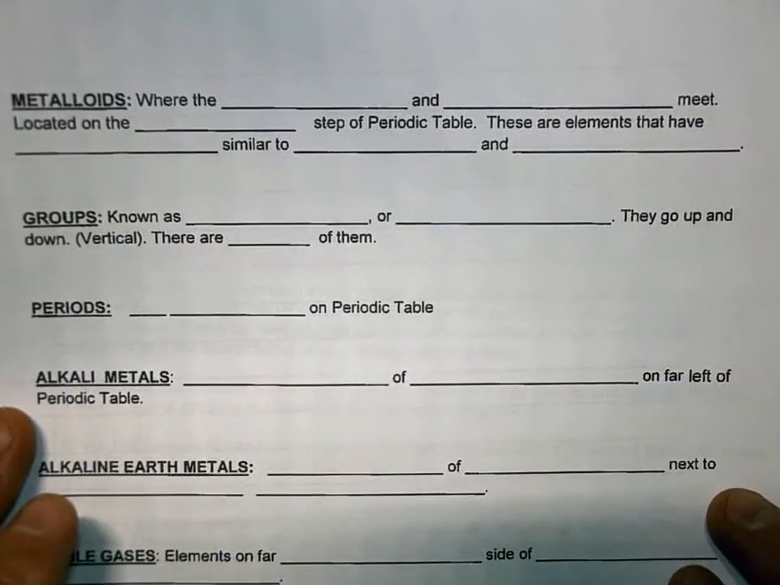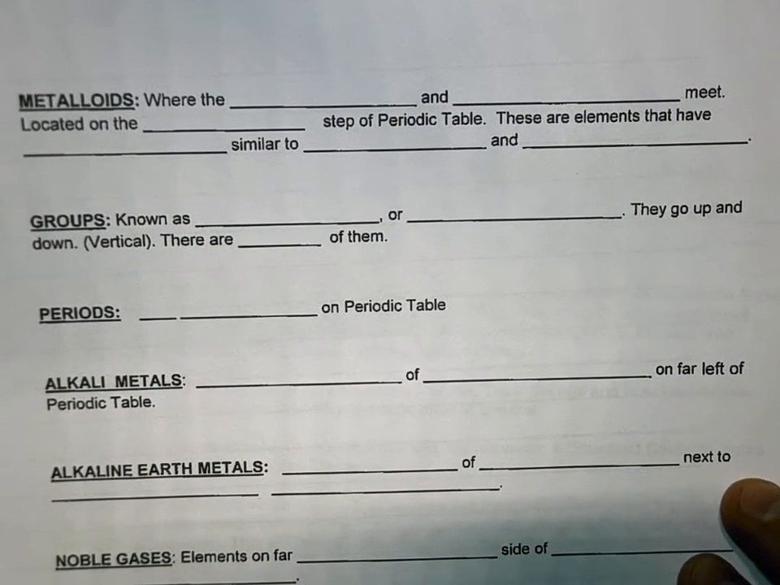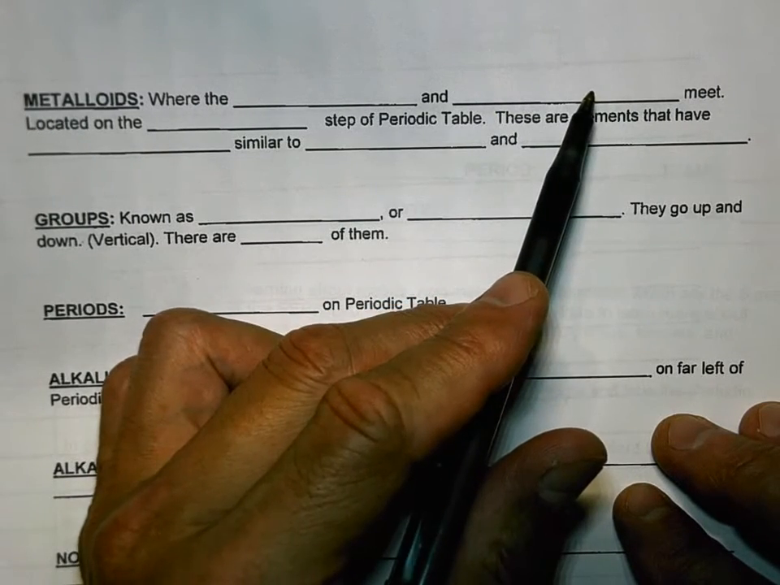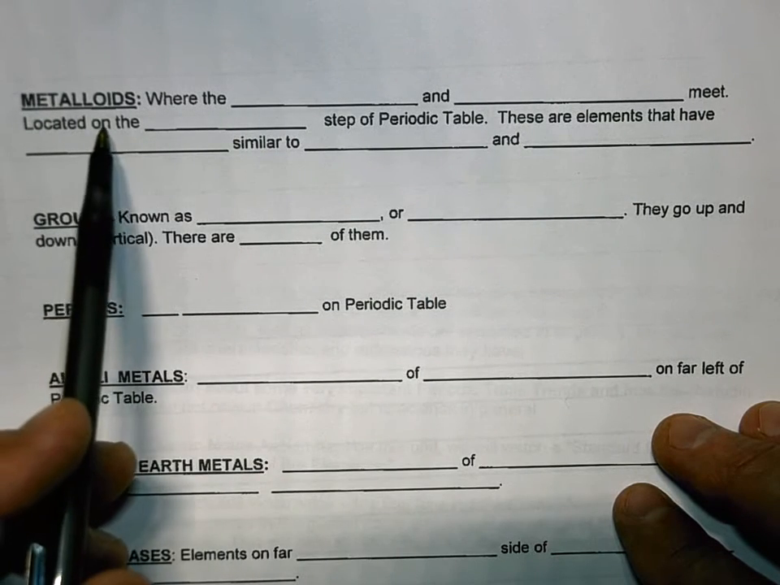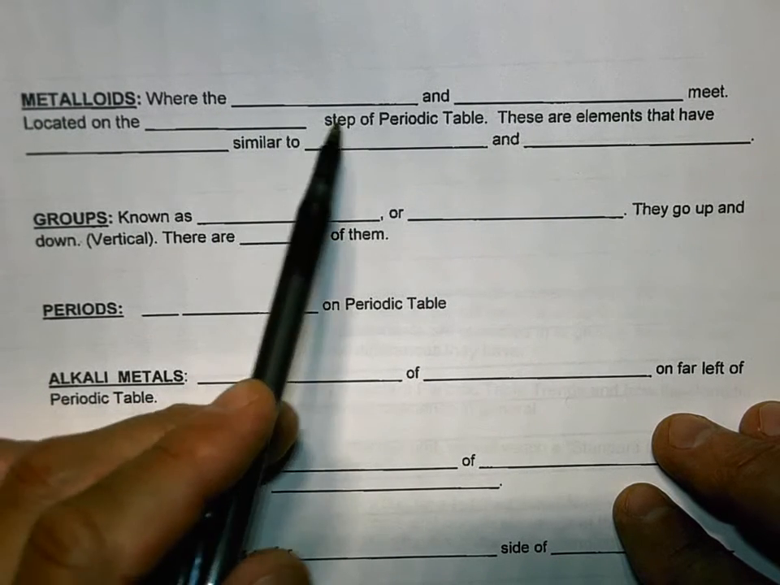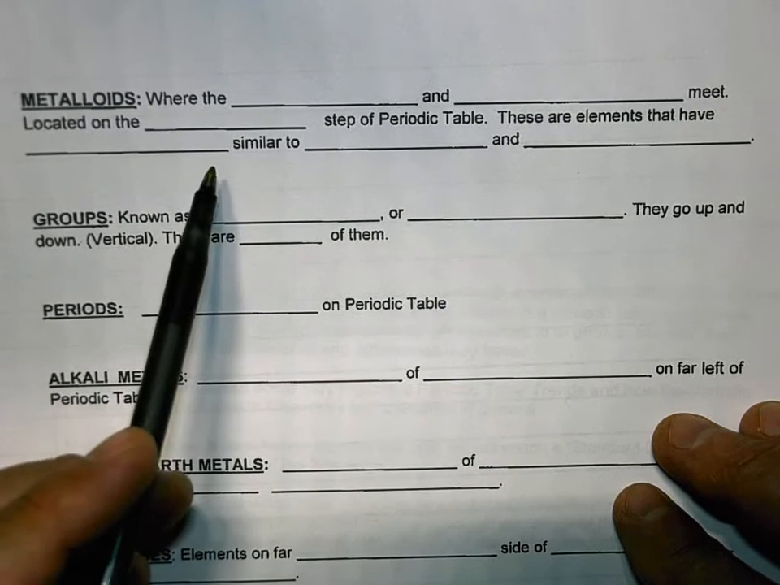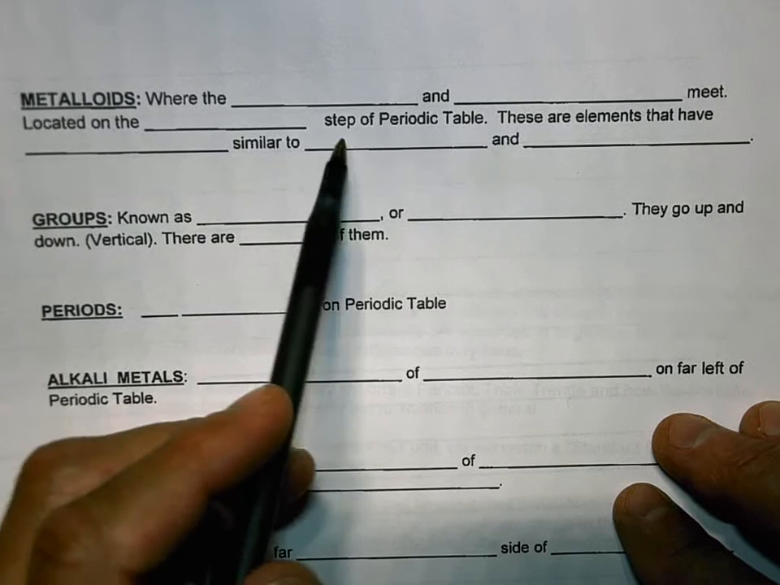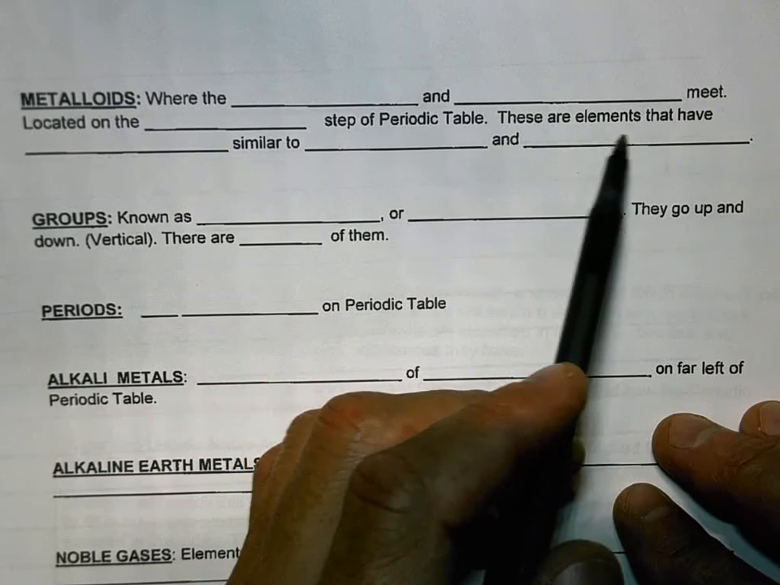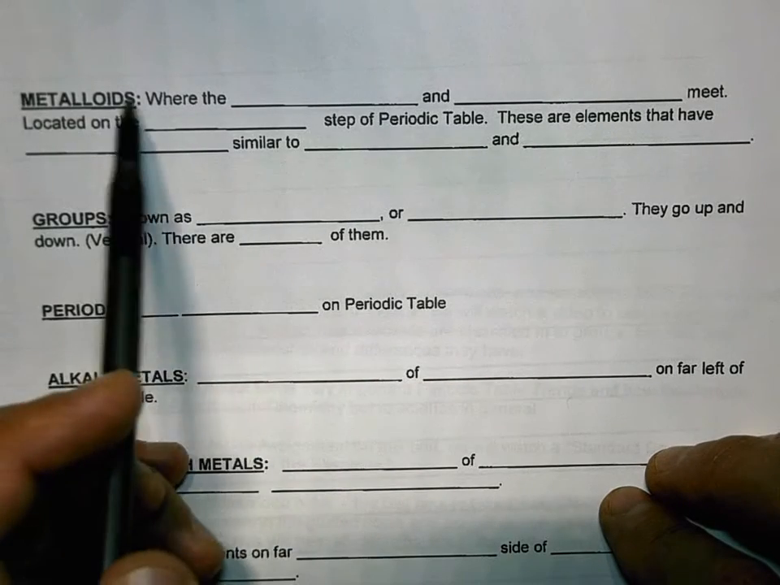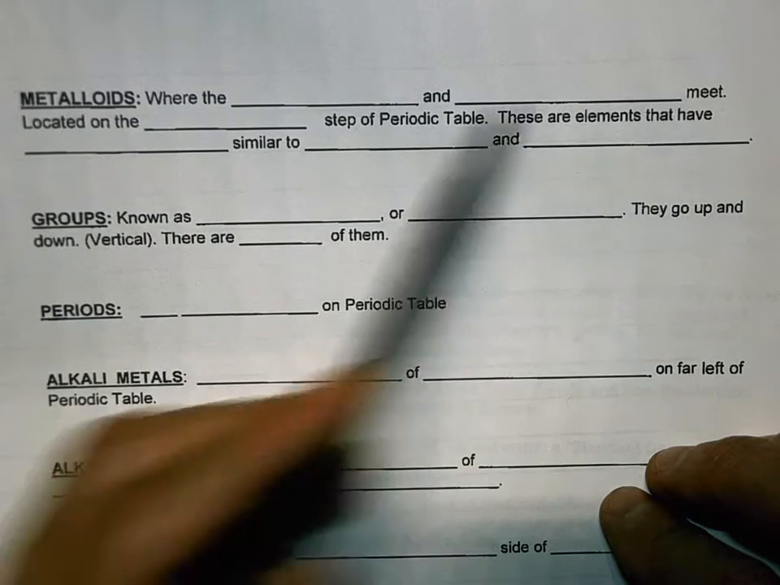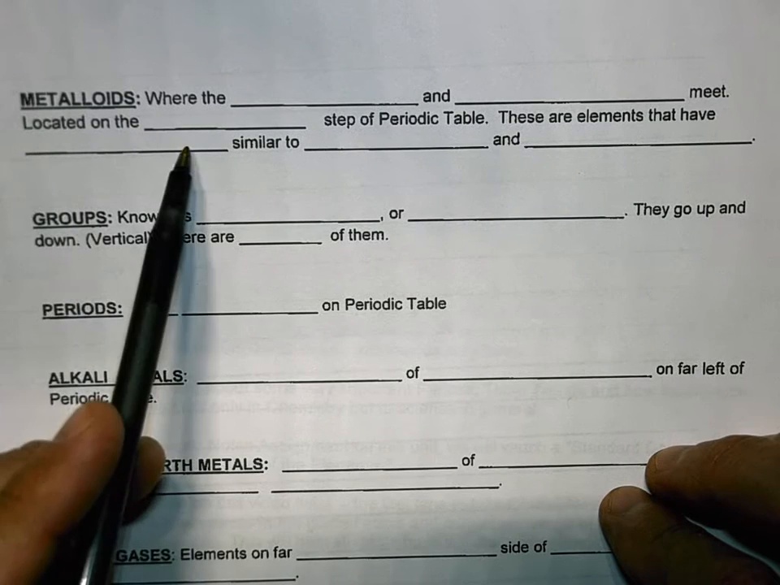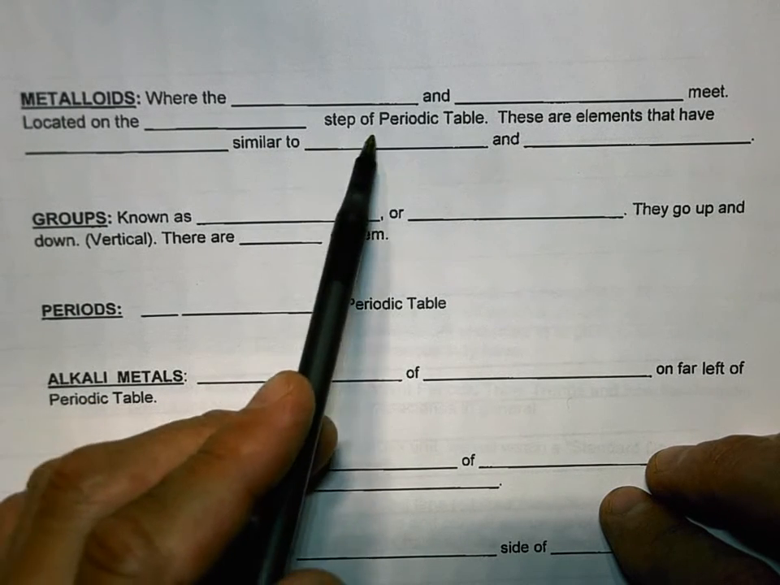Okay, metalloids. Metalloids are where the metals and nonmetals meet, located on the stair step of the periodic table. These are elements that have properties similar to metals and nonmetals.